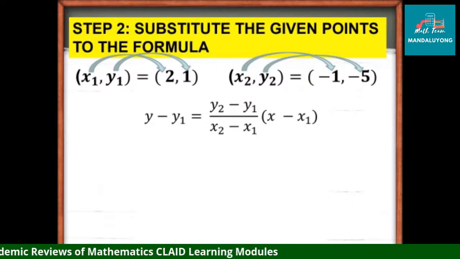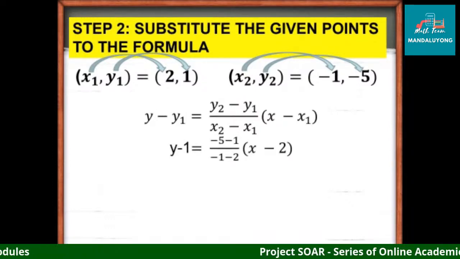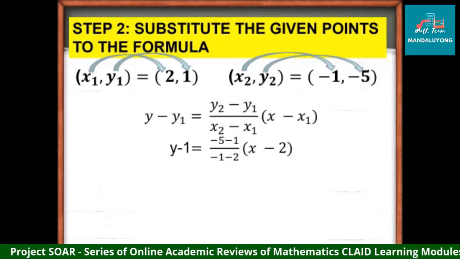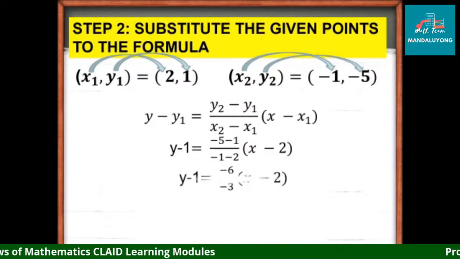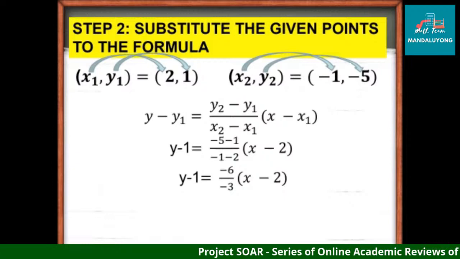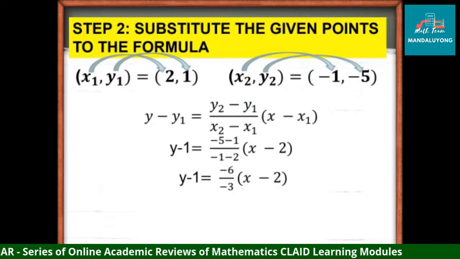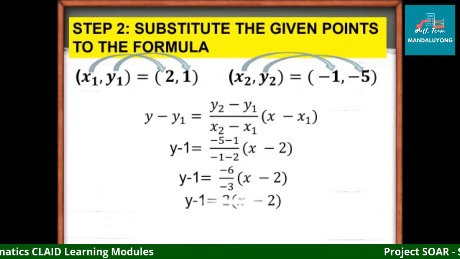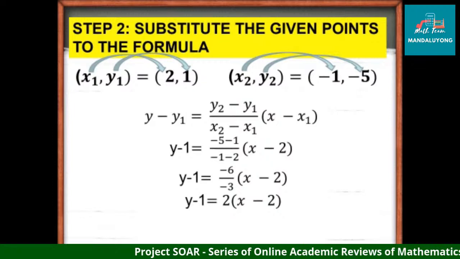Substituting the given points in the formula, we have y minus 1 equals negative 5 minus 1 all over negative 1 minus 2 quantity x minus 2. Simplifying the given equation further, we have y minus 1 equals negative 6 over negative 3, quantity x minus 2. Simplifying further, y minus 1 is equal to 2, quantity x minus 2.